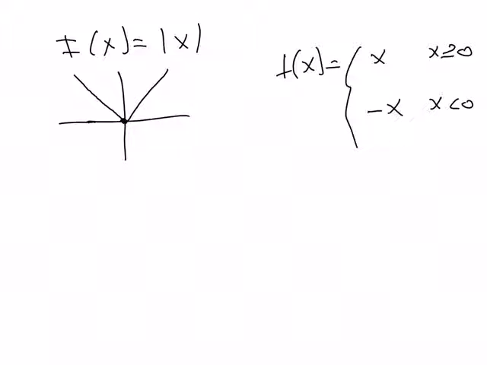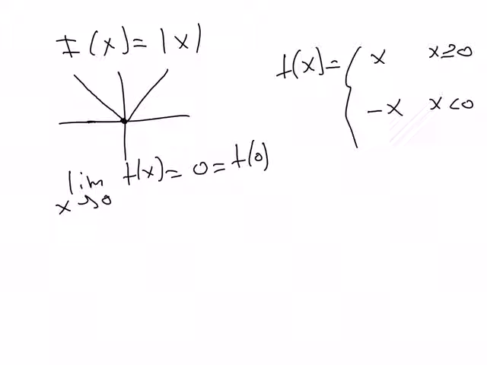So the limit as x approaches 0 of f of x from either side is very clear to see. It's 0, which is equal to f at 0, so that's done.